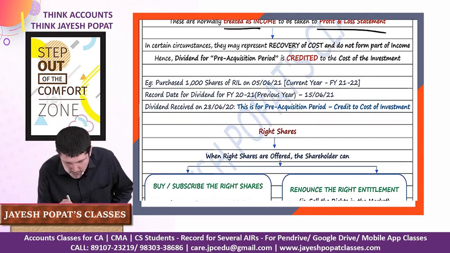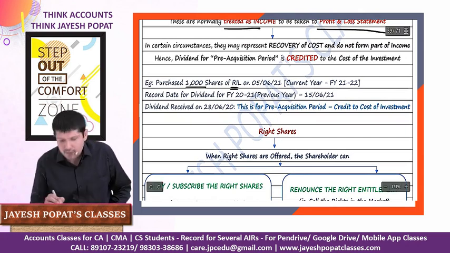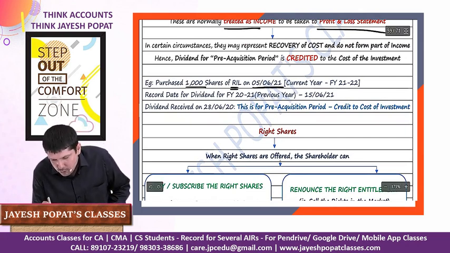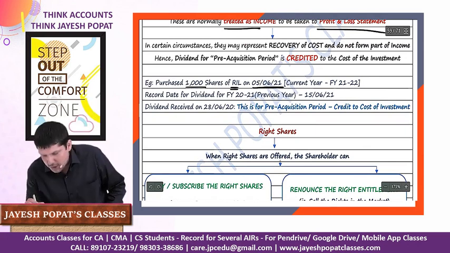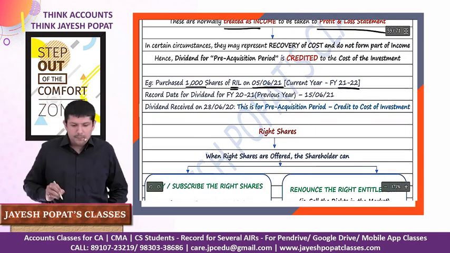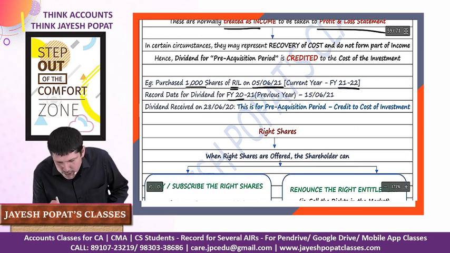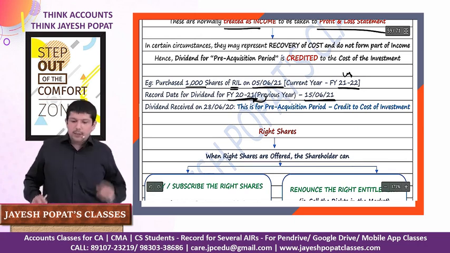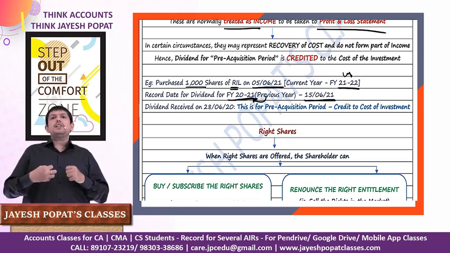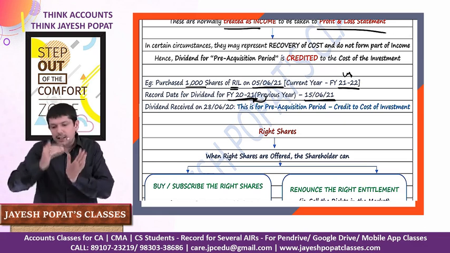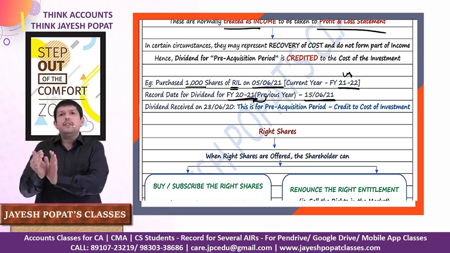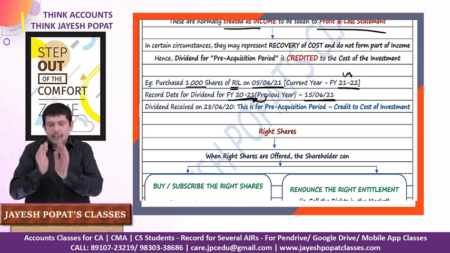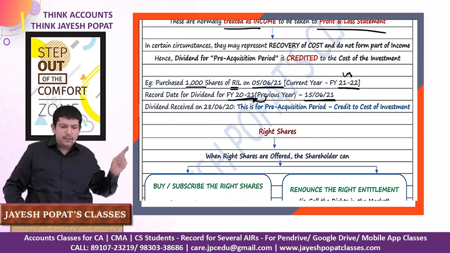Let's say we purchase 1000 shares of Reliance Industries on 5th of June 2021. So the financial year is 21-22. Record date for dividend for 2021, see, this is our current year and this is the previous year, is 15 June 2021. So I have purchased shares on 5th of June. The record date for payment of dividend is 15th of June, and this dividend is obviously for the previous year.